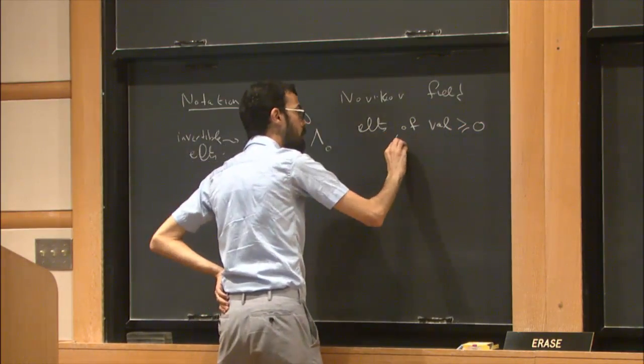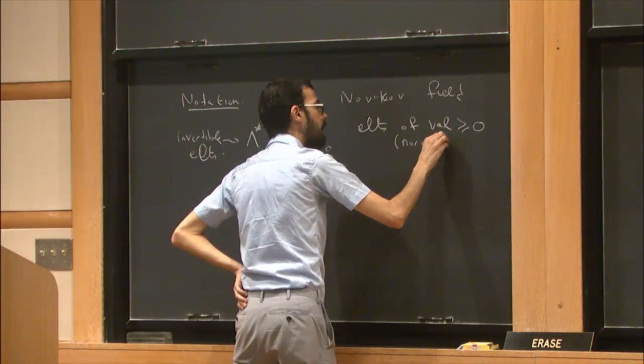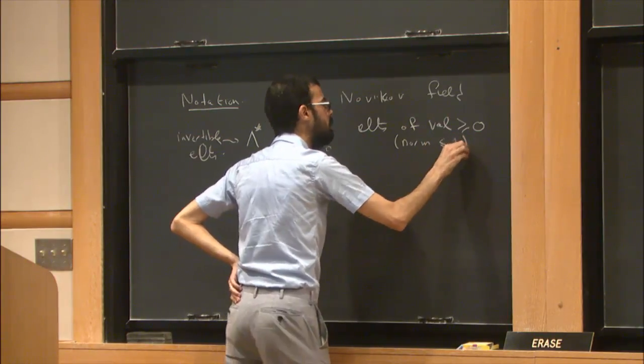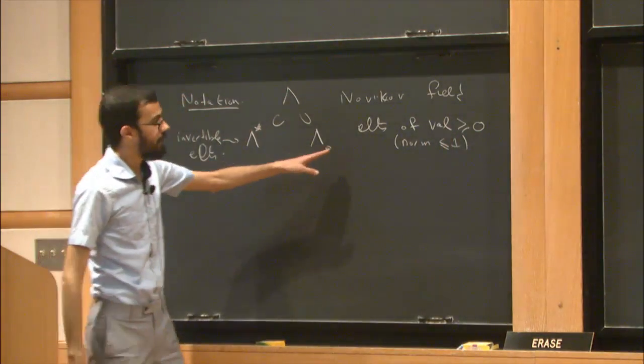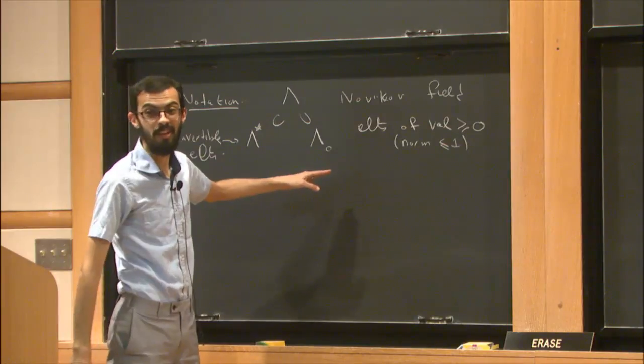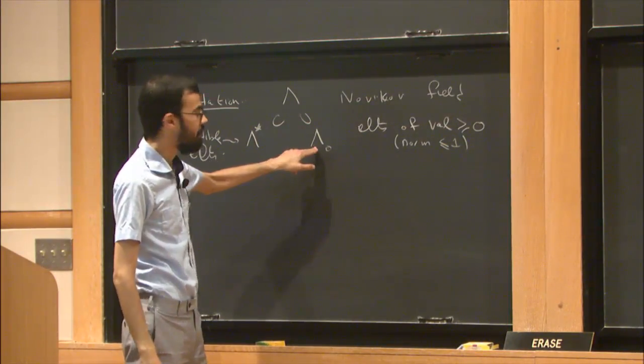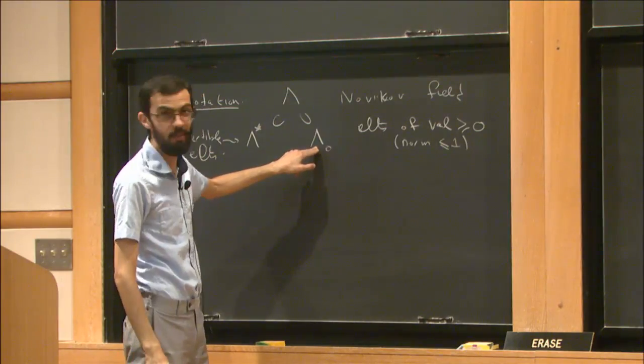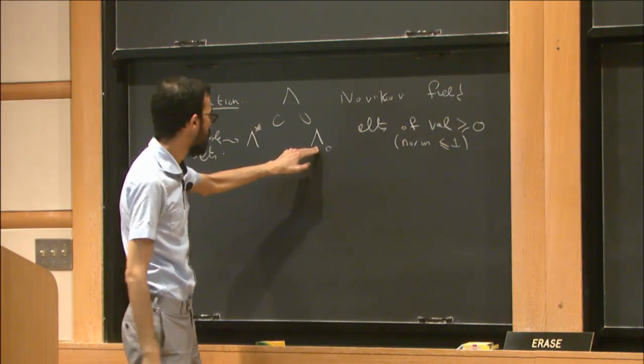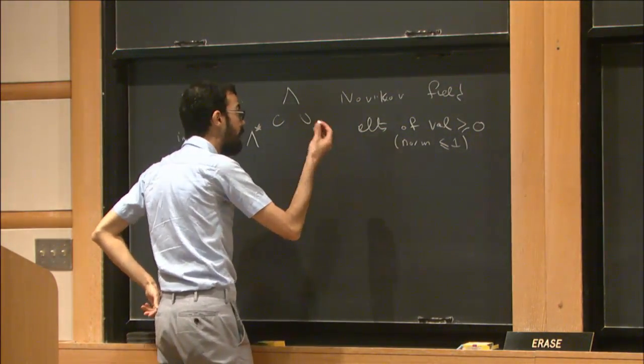Okay, which again, I just want to say this is like norm less than or equal to 1. And the point is that if you look at the complex numbers of norm less than or equal to 1, and you try to add two of them, then the norm may be bigger than 1. But with the Novikov ring, it doesn't work that way. So this is a subgroup, a subring actually.